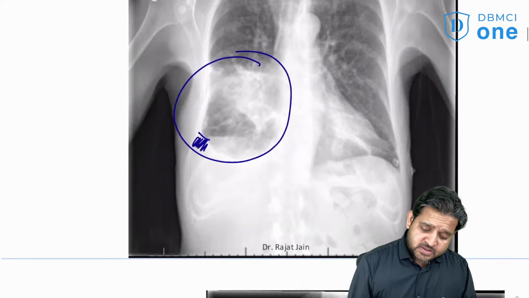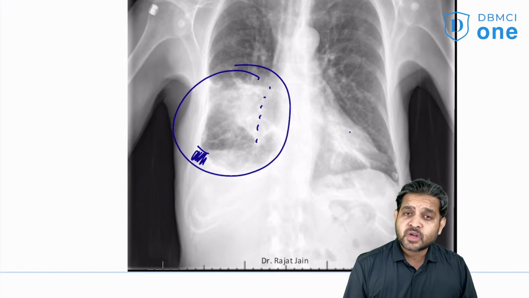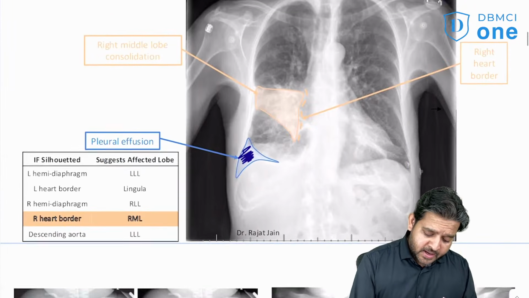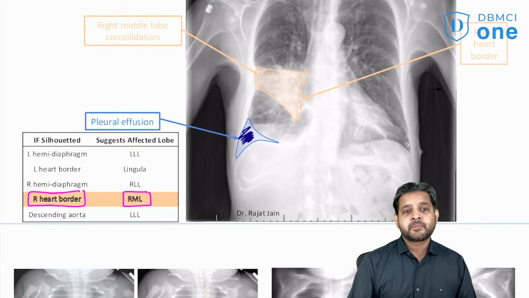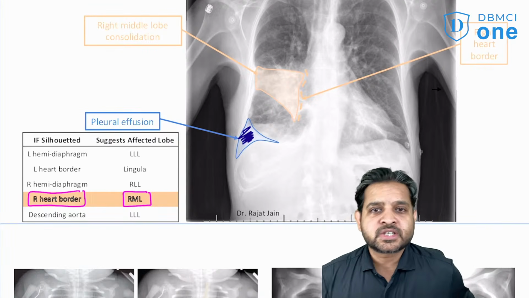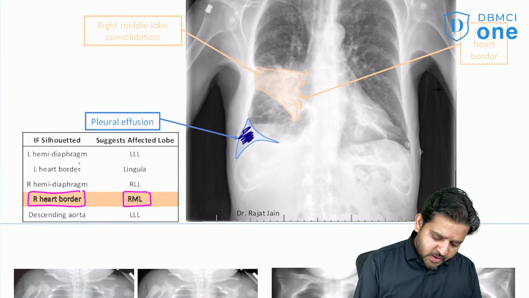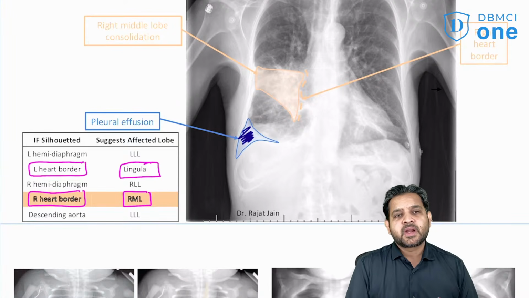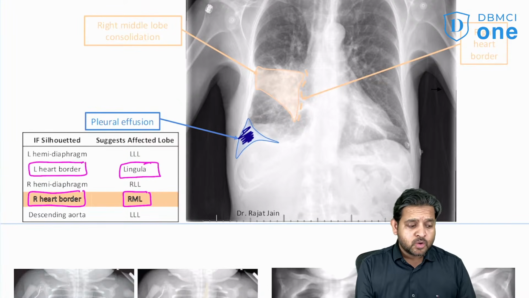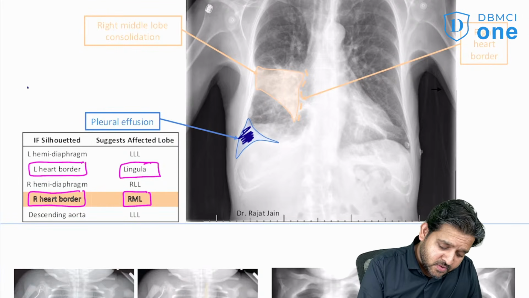I can see there is a consolidation that is obscuring the right heart border, and we know that any consolidation that is obscuring the right heart border lies in the right middle lobe. Any pathology that is obscuring the right heart border lies in the right middle lobe. If it is obscuring the left heart border, that means it lies in the lingula. So right heart border, right middle lobe; left heart border, lingula. Right?